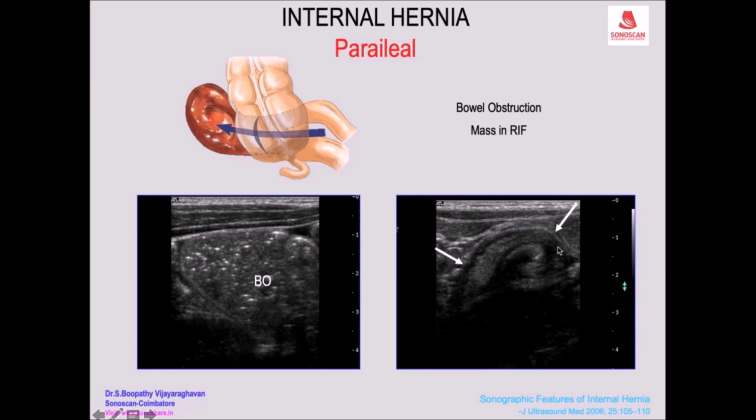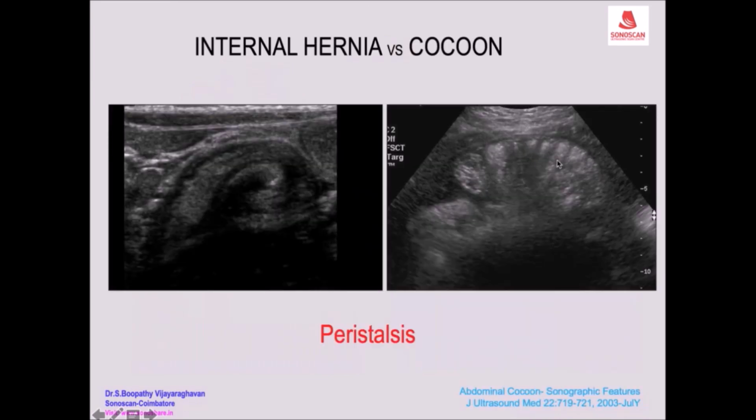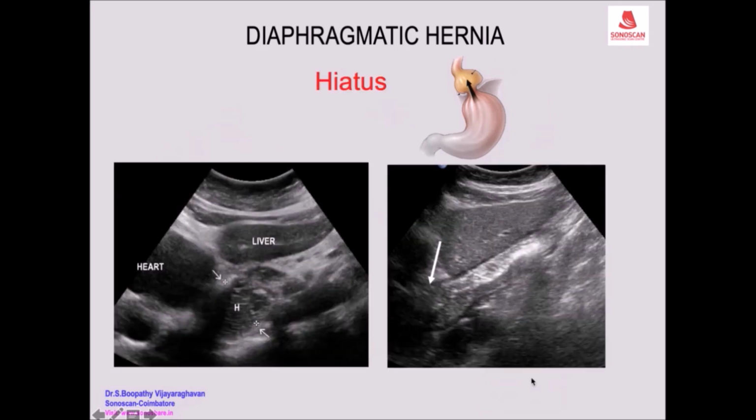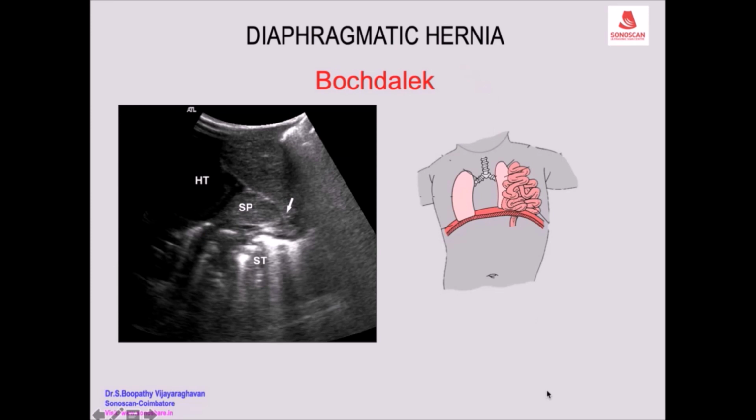The mass is consisting of a collapsed sac outlined by a thin rim of fluid around it, and the important differentiating point will be the collapsed bowel loops in the internal hernia. Because they are compressed, they will not show any peristalsis. Morgagni, which is a defect in the anterior part of the diaphragm close to the midline, and here again you see the herniated stomach into the chest through the hiatus.